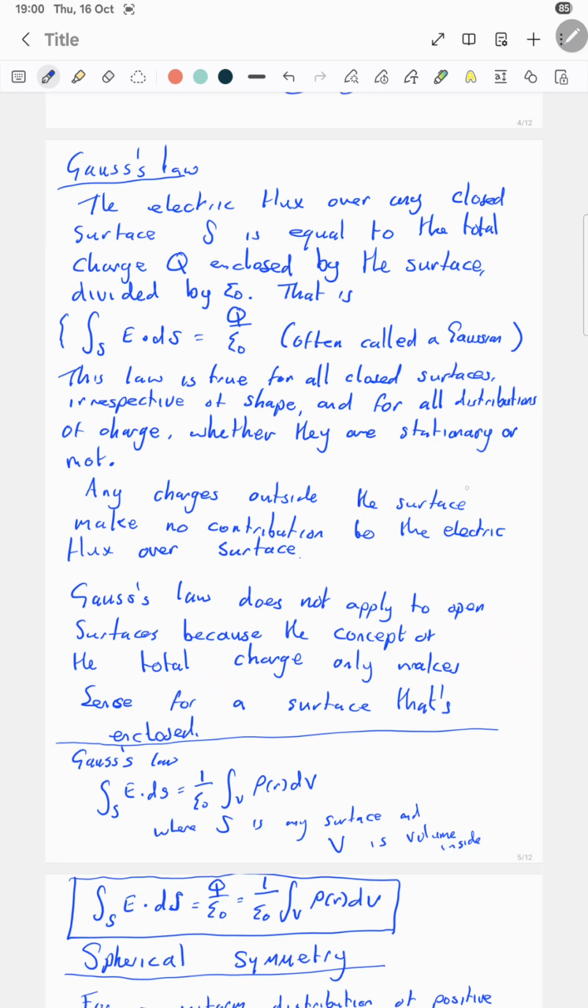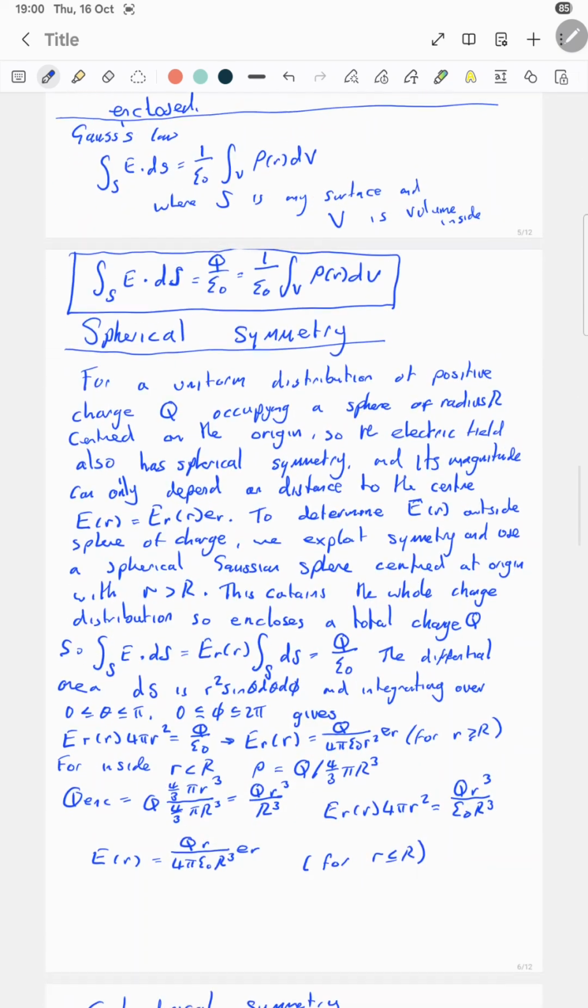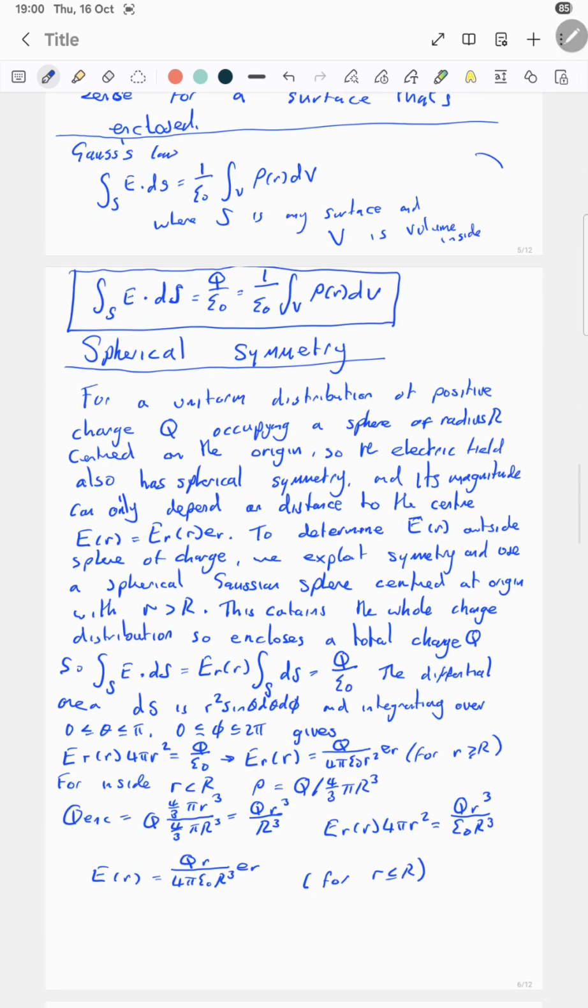Gauss's law does not apply to open surfaces because the concept of total charge only makes sense for a surface that's enclosed. Now, Gauss's law is stated here, where S is a surface and V is the volume inside.